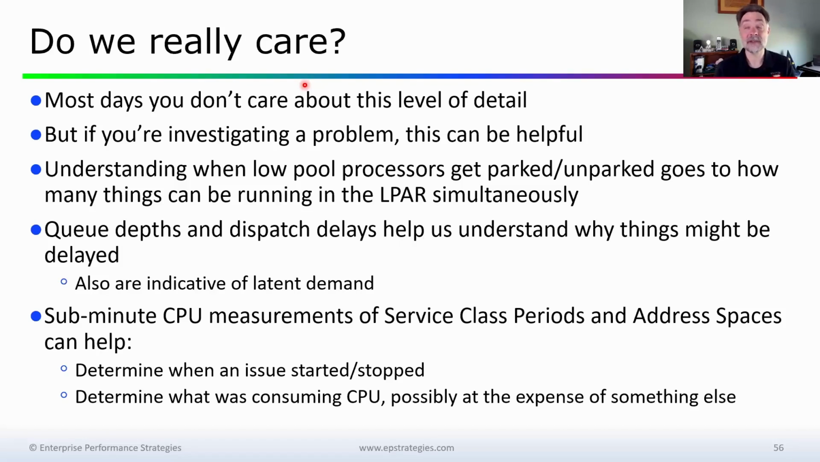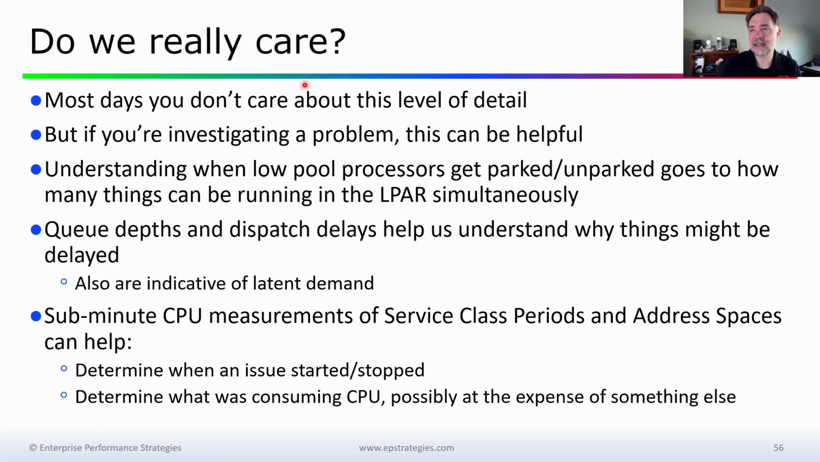Understanding when those low pool processors get parked and unparked goes to how many things can be actually running in your LPAR simultaneously, because you have to have a CP to be able to run something, right? A CP can only be running one task at a time, setting aside SMT on zIIPs and all that. So if the LPAR only has 1 or 2 logical CPs dispatched and available to it because the others are parked, well, then that's not going to be great. And they'll always have 2 as long as you have at least 2, but that's aside.